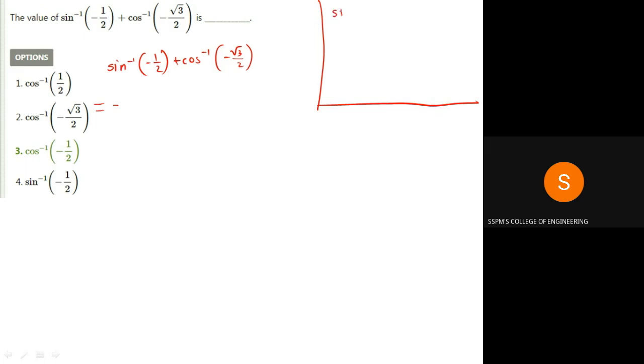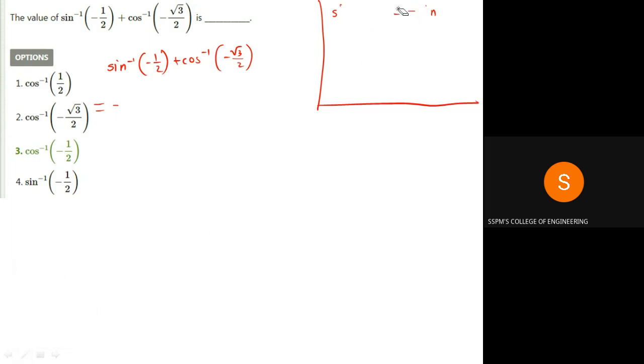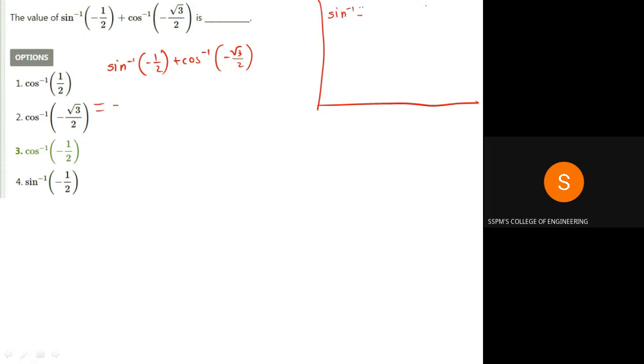What is sine inverse of minus theta? It is minus sine inverse of theta. Okay, it is minus sine inverse of theta.